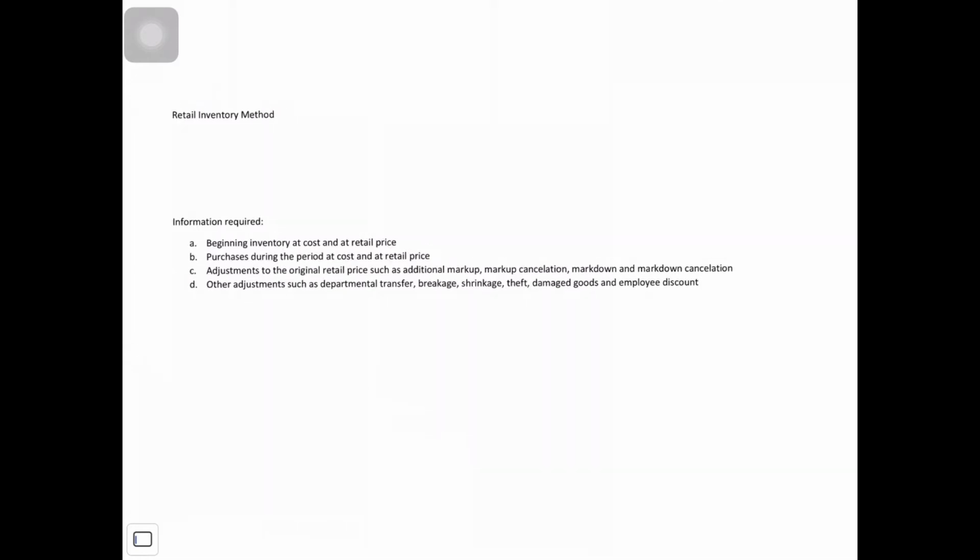So, retail inventory method, guys. Retail inventory method is the second way, guys, in order to estimate our cost of inventory.